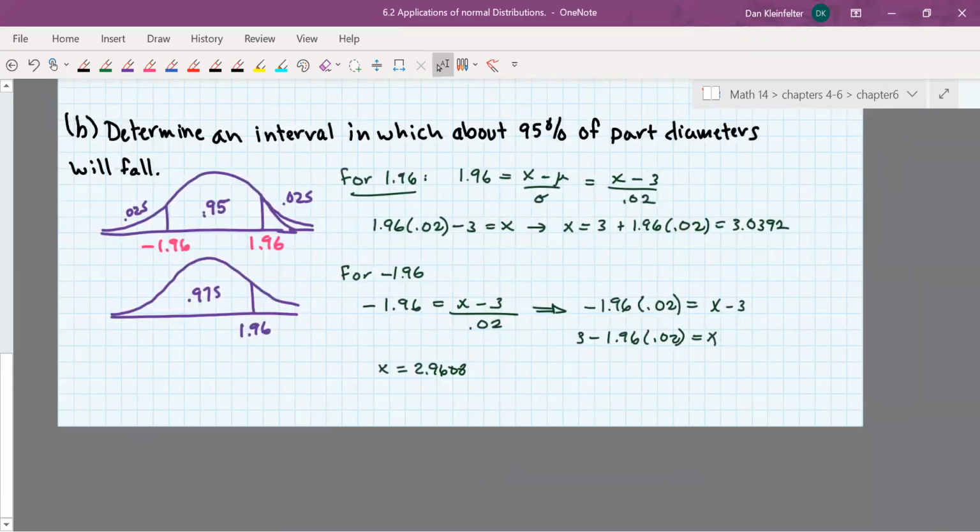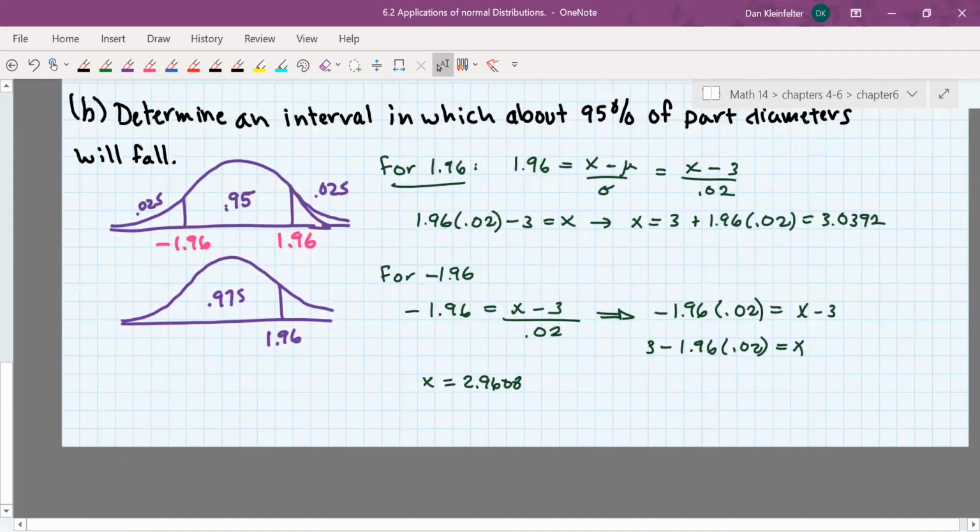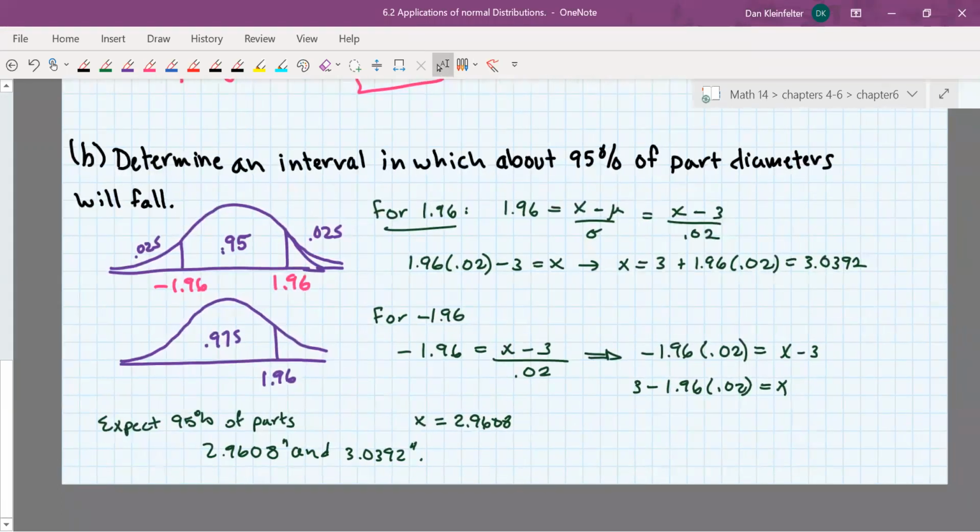Okay, so what does this mean? If we were to go out and collect a big batch of these engine parts, we would expect 95% of them to be between 2.9608 inches and 3.0392 inches.